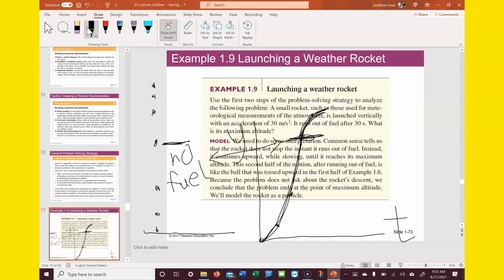All right, and so we're looking for that highest altitude. That's what we would be trying to find. And so that pictorial representation gives us a good feel for the problem and what exactly we're trying to find and how it relates to what is going on in the rest of the problem.